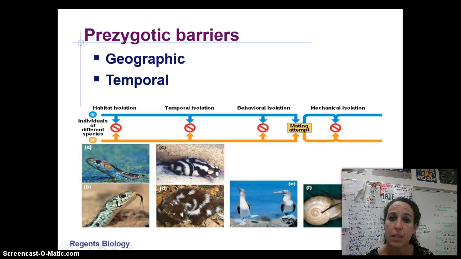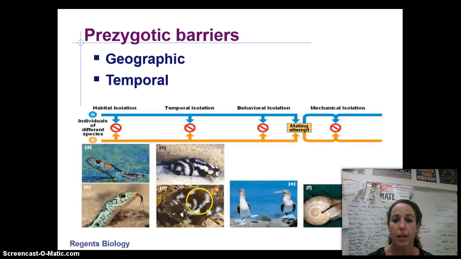The next one is temporal, and temporal refers to time, and so that means that they reproduce at different times of the year or different times of day. So let's say that this one reproduces in the spring and this species reproduces in the fall. Since they don't reproduce at the same time, they would never be able to reproduce together. It can also be times of day, so some reproduce in the morning, some at night, whatever. It just has to be that they're reproducing at different times.